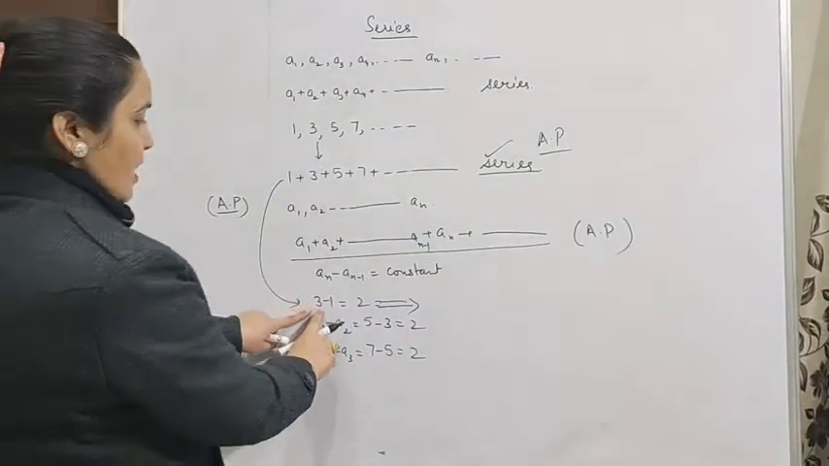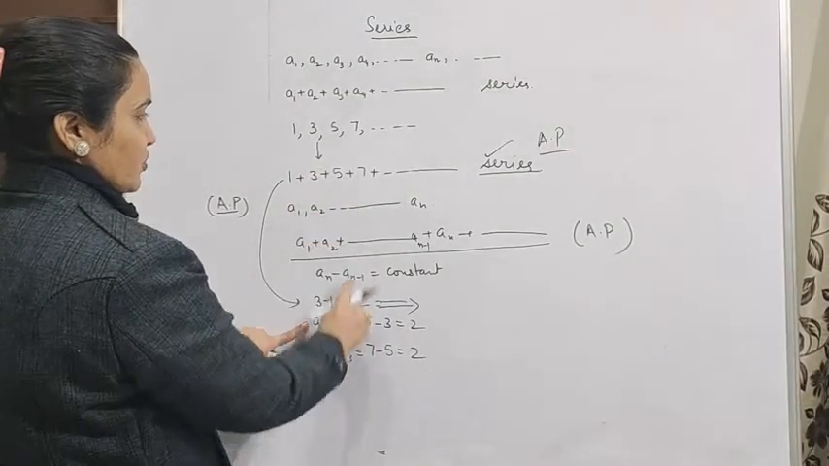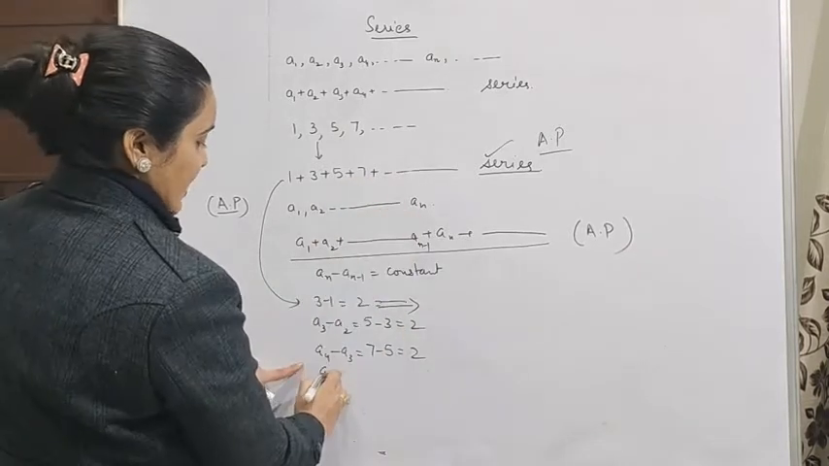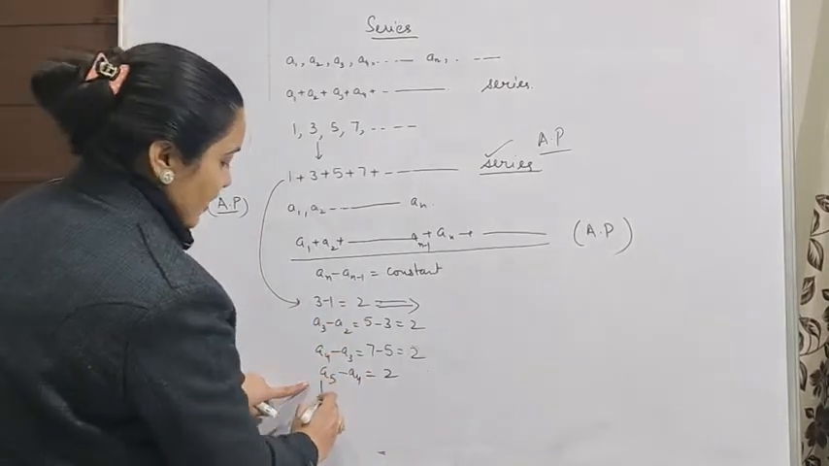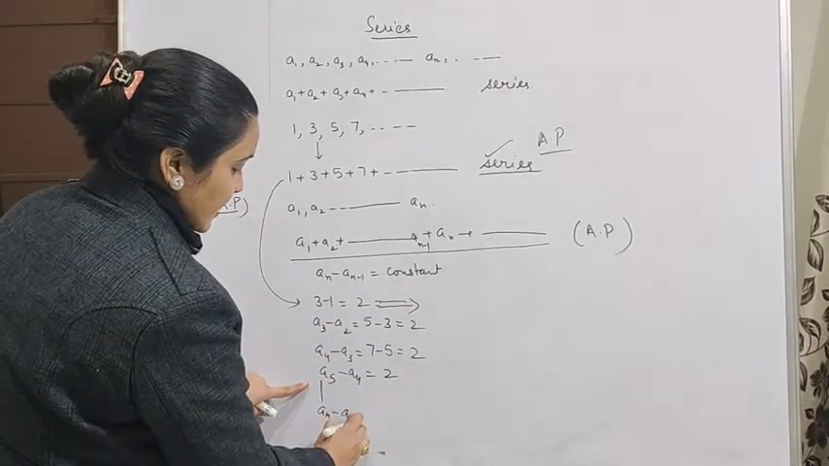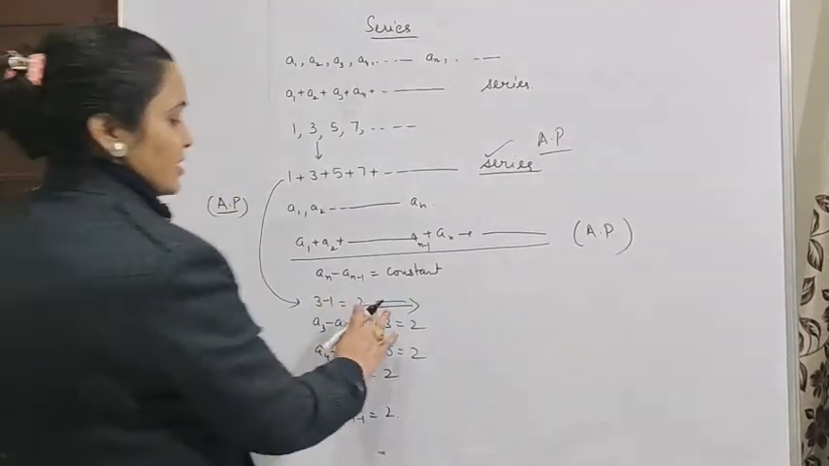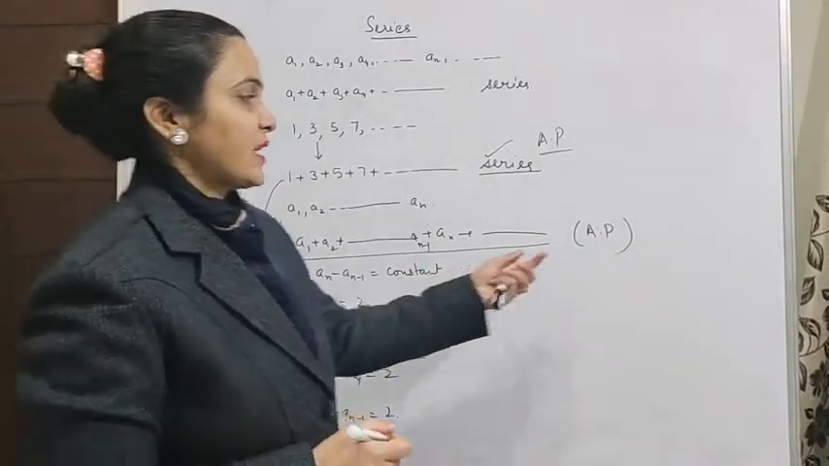ठीक है, यहाँ पे आपके पास A2 माइनस A1 भी 2 है, A3 माइनस A2 भी 2 है, A4 माइनस A3 भी 2 है, और अगर आप A5 माइनस A4 करोगे then that is also 2, और ऐसे ही अगर आप An माइनस An minus 1 करोगे वो भी सेम रहेगा. So these types of series are in arithmetic progression.